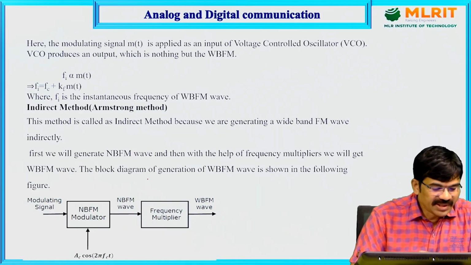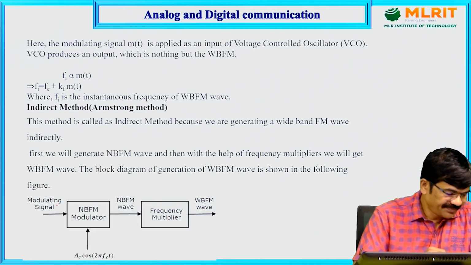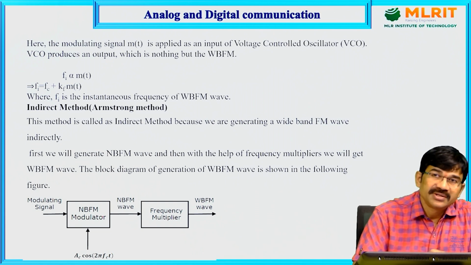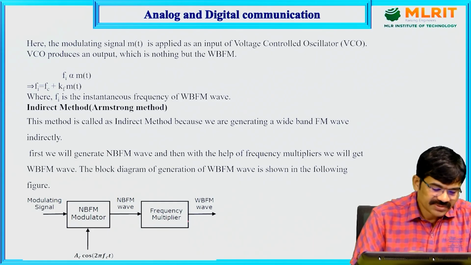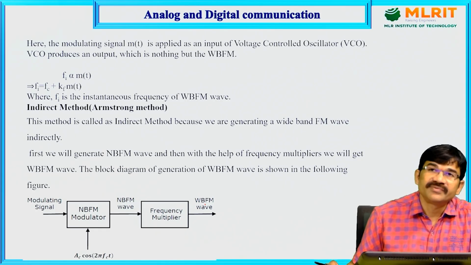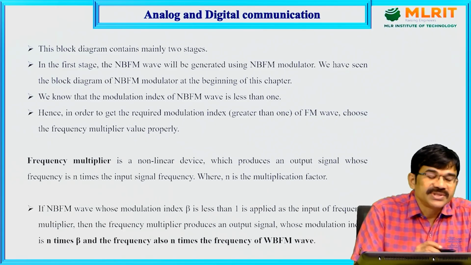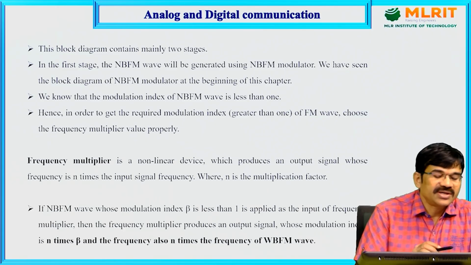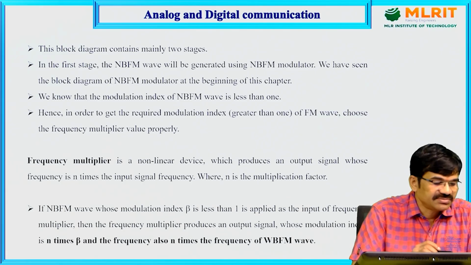So the block diagram for generating the wideband FM wave is this one. First the modulating signal and the carrier signal are applied to the narrowband FM modulator. The output of the narrowband FM modulator is applied to the frequency multiplier, and the output of the frequency multiplier is the wideband FM wave. So this block diagram contains mainly two stages. The first stage is narrowband FM generation using the narrowband FM modulator. The second is frequency multiplication.